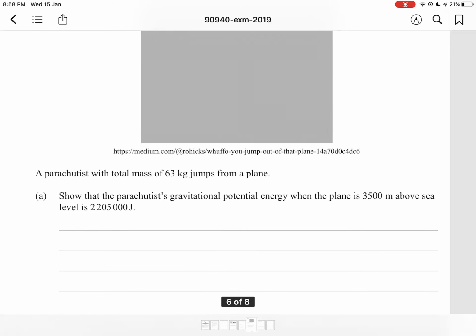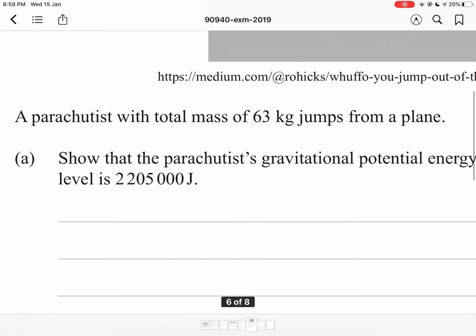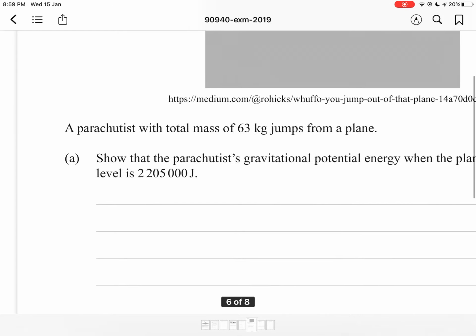Alright, question 3. A parachutist with a total mass of 63 kilograms jumps from a plane. Show that the parachutist's gravitational potential energy when the plane is 3,500 meters above sea level is 2,205,000 joules.